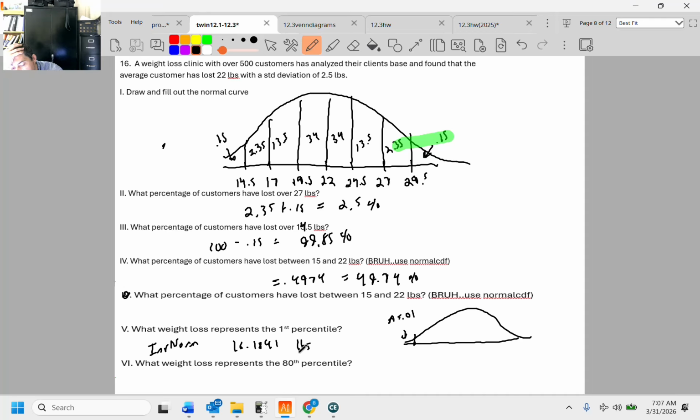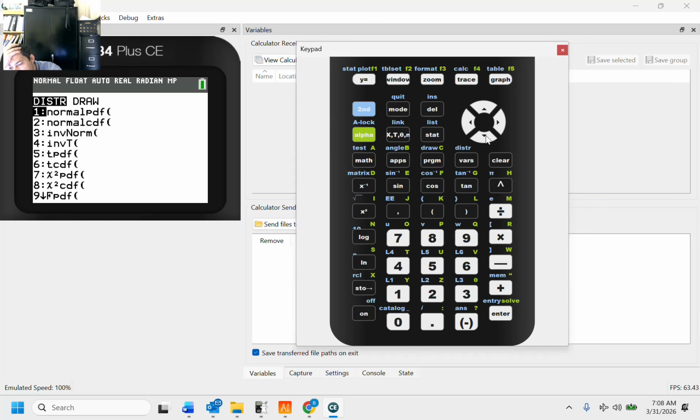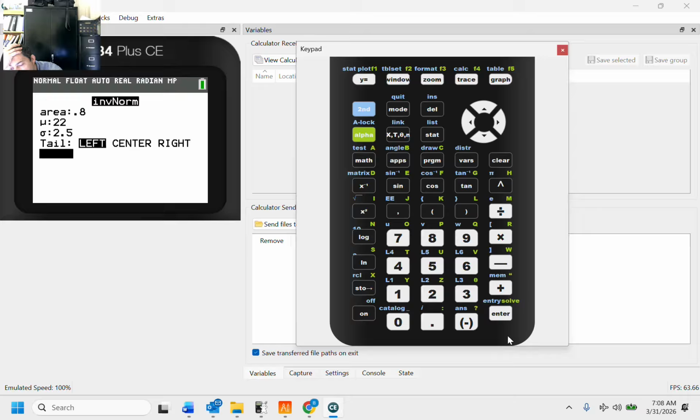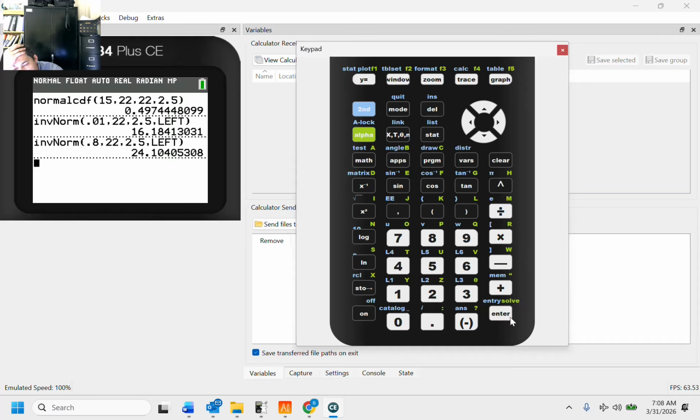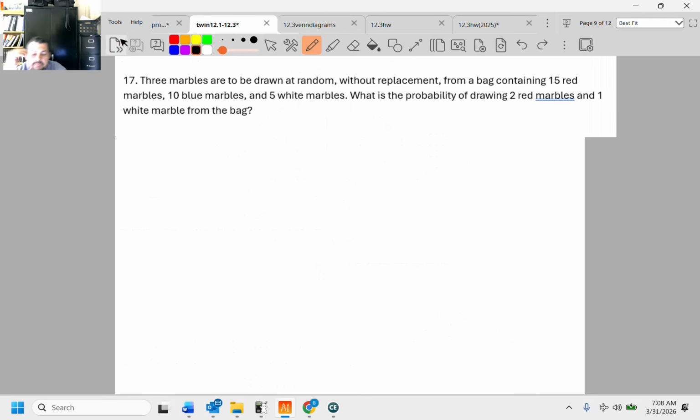And that's pounds. The 80th percentile, we'd be talking about this guy right here. And this area would be 0.8. So it's still inverse norm. Second, VARS, inverse norm. Area being 80%. Nothing else has changed. Percentile rank, you always use a left tail. 24.1041. And that's in pounds.